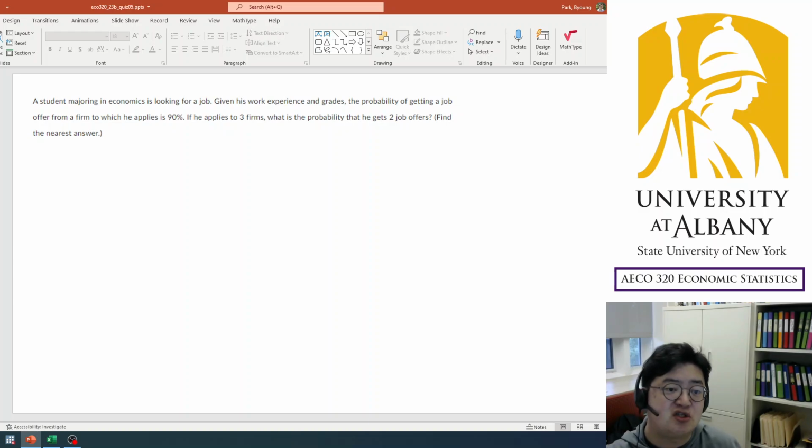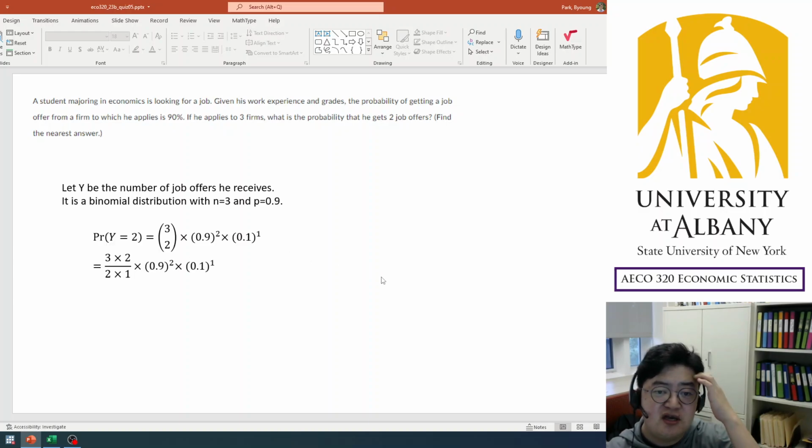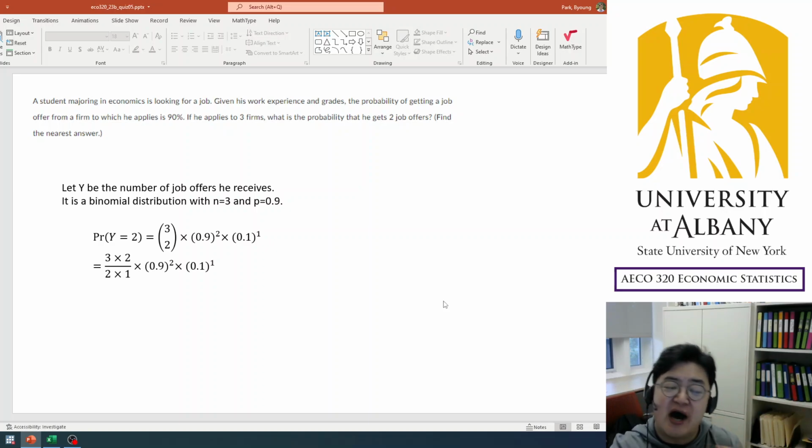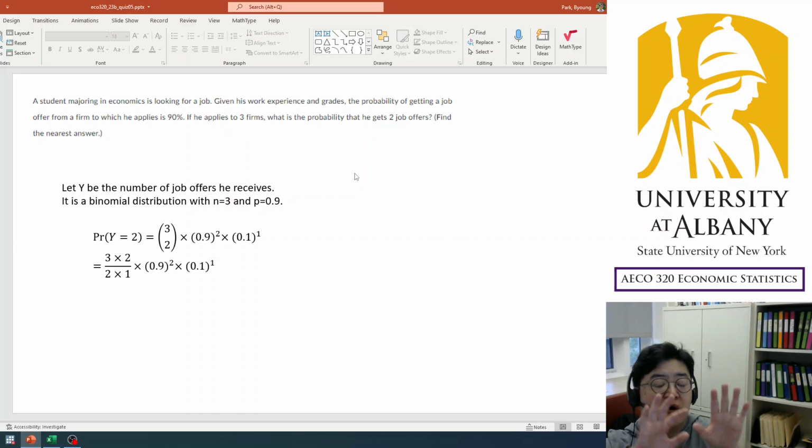It's a binomial distribution because you can think of one application as one experiment, right? When you apply to a firm, its outcome is getting an offer or not. That is a binary experiment, and you expect the probability of success, getting an offer, is 90%. And you apply to multiple firms, and I should have written this down: if you assume that all the firms' hiring decisions are independent, which is natural, then you can interpret this as a binomial distribution, right?